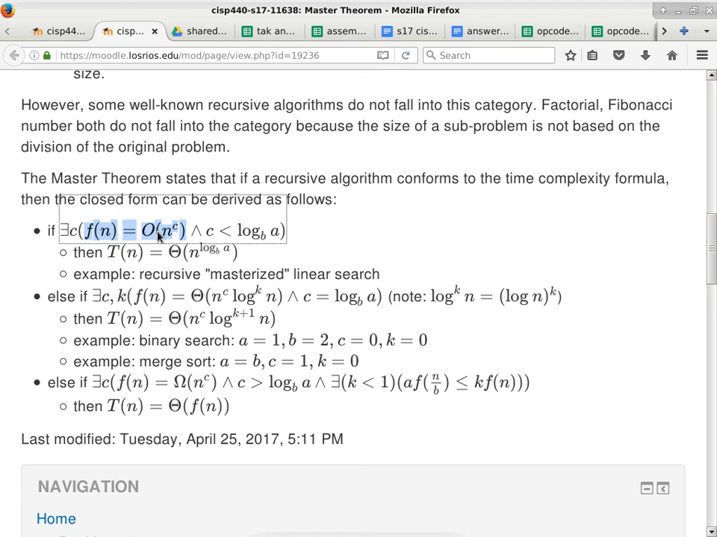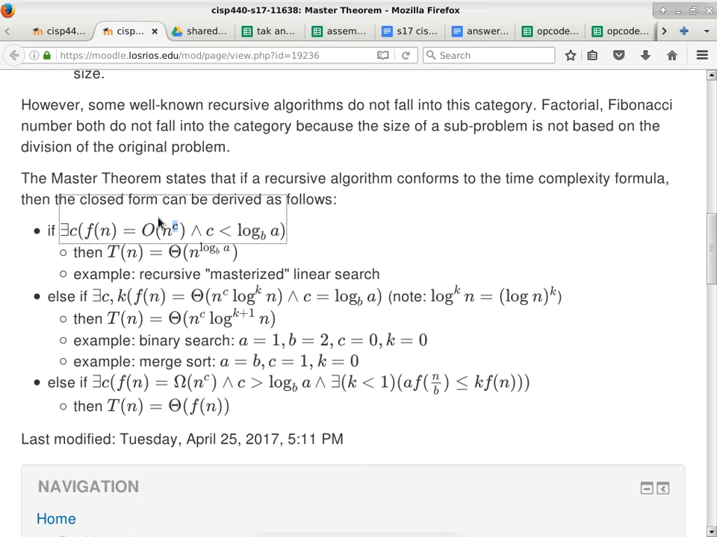So we look at the first criteria and say, okay, we have to find a C such that f of n is big O of n to the power of C. Well, we know f of n is big O of n, which means C is 1, okay? I'm going to just do it on the whiteboard. So we know C is 1.